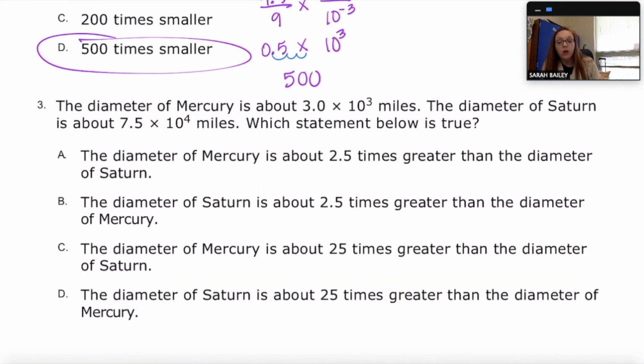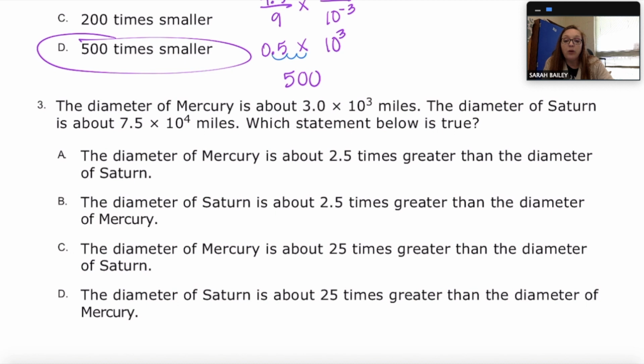There we go. Number 3 says the diameter of Mercury is about 3.0 times 10 cubed miles. The diameter of Saturn is about 7.5 times 10 to the 4th miles. Which statement below is true? So before I can determine what to do, I'm going to have to look at my statements.